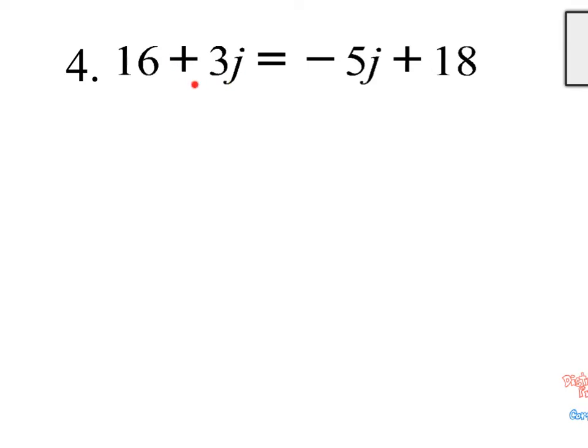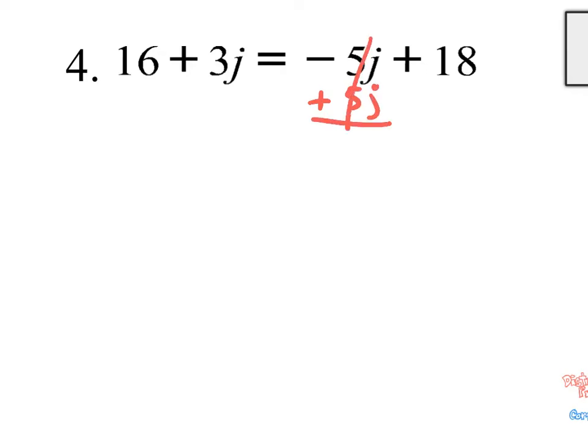You could decide to get rid of this 3j if you want by doing a minus 3j, or you could decide to get rid of this minus 5j by doing a plus 5j. So it's up to you. There's many roads to the same place. The minus 5j, I'm going to get rid of it by doing the opposite, plus 5j.